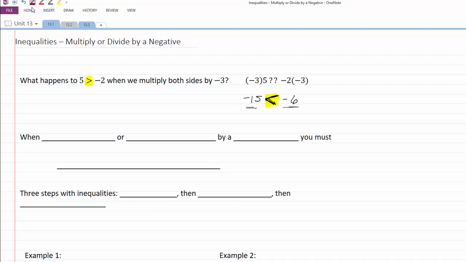So our rule is that when we multiply or divide by a negative, you must flip the inequality.